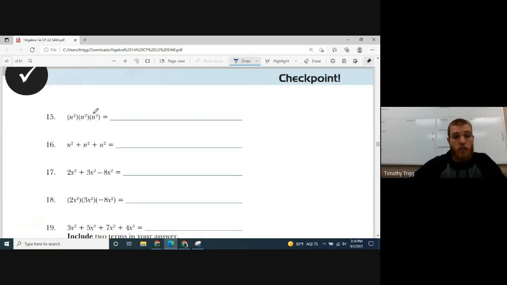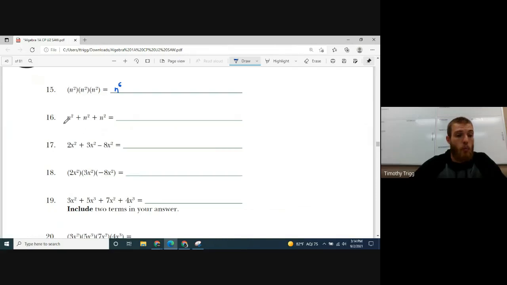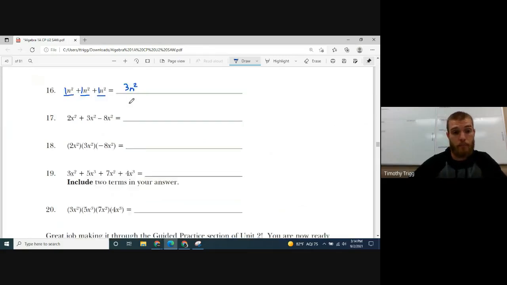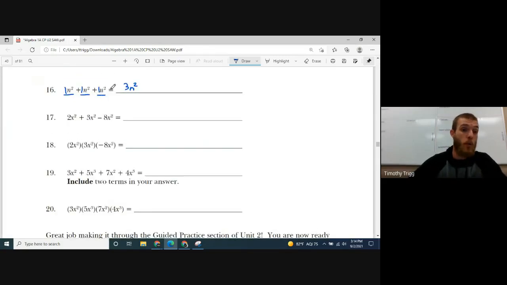n squared times n squared times n squared. Well, we would add those powers, so that'd be n to the power of 6. What about if we wanted to add these 3 together? Well, you could think of these as each 1n squared plus another 1n squared plus another 1n squared. So that's 3 n squareds. So when we're adding, we don't increase those powers. Only when they multiply together do we add the powers. Like here, they're multiplying together, you add those powers. Here, if we're adding, don't add the powers.